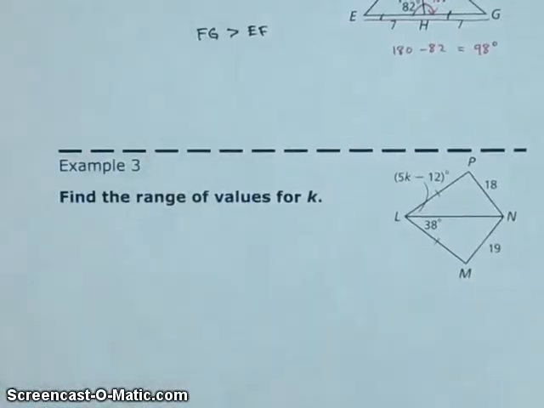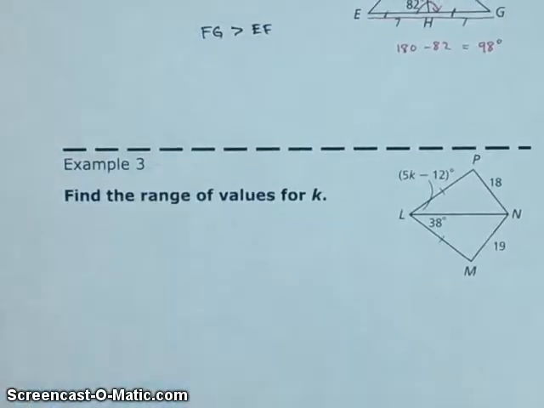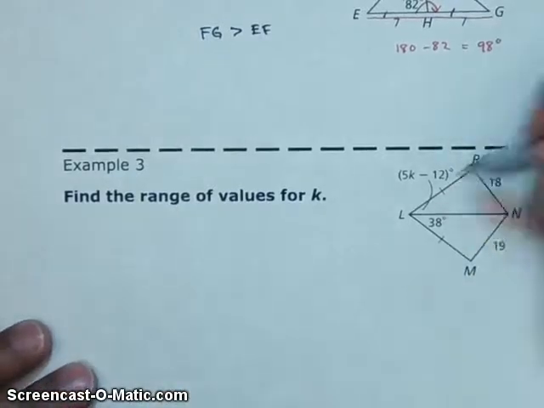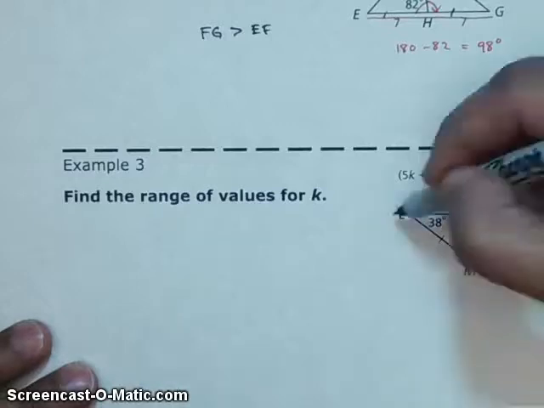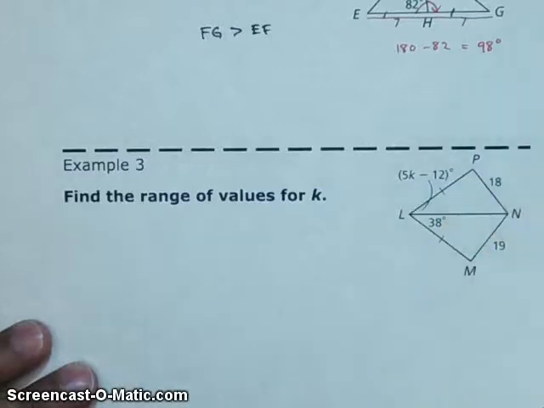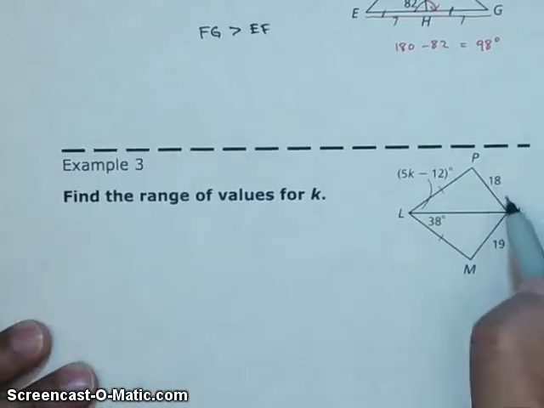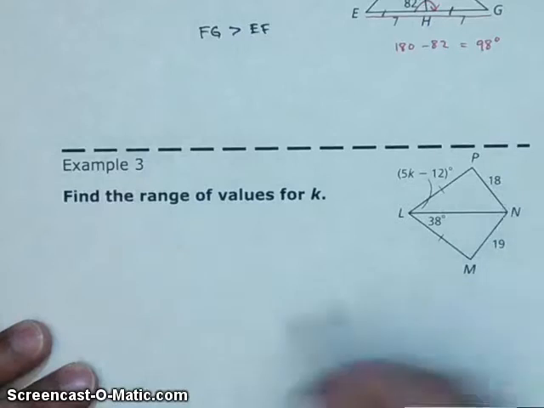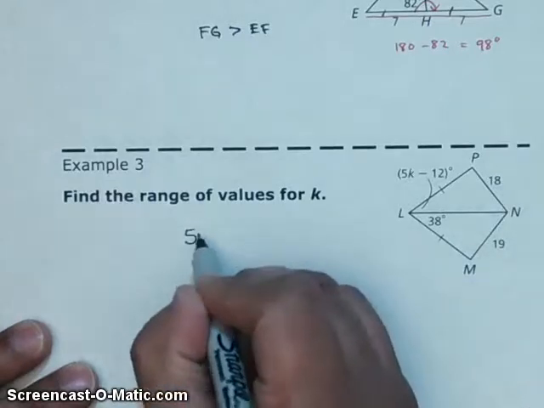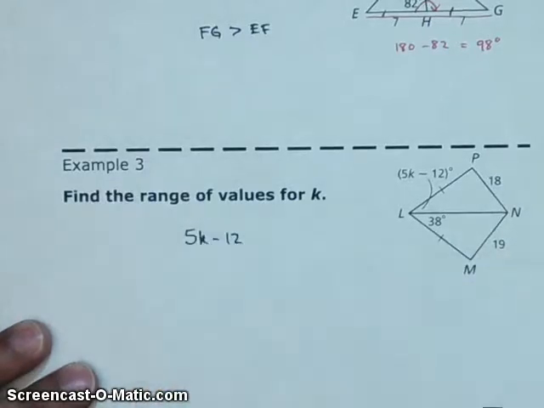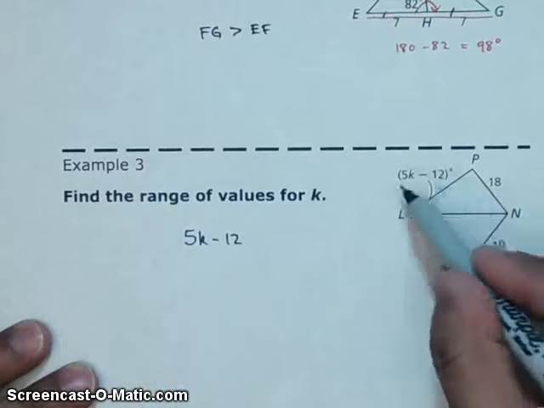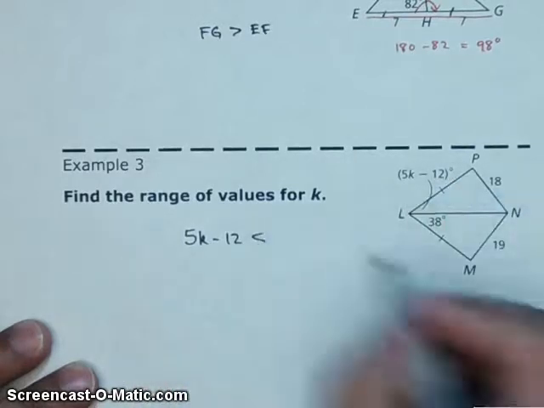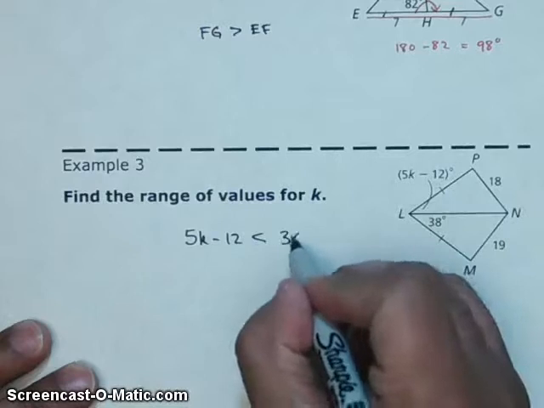Alright, let's look at this third example. It says find the range of values. Okay, looking at the picture, I know that LP and LM are congruent. LN is congruent to LN because of the reflexive property. So that means 5K minus 12, this is the smaller side, so I know that 5K minus 12 has to be less than 38.